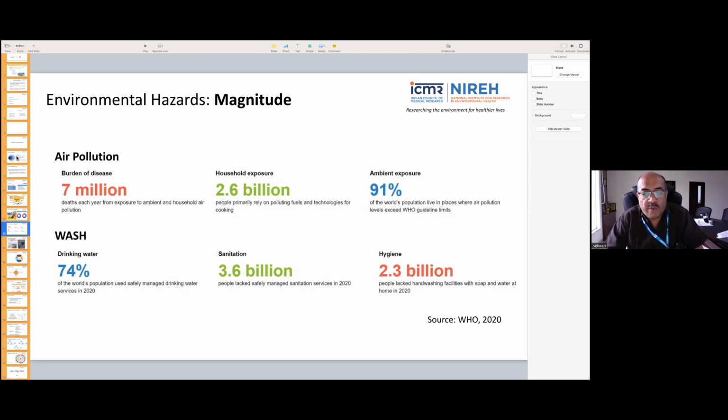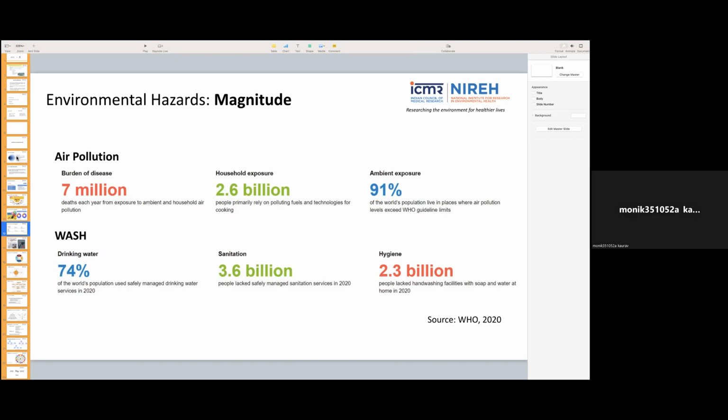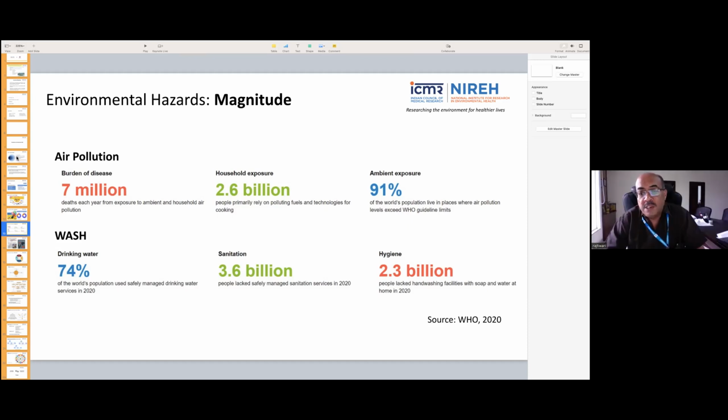Same is the scenario for water and sanitation. 26% of the world population do not have access to safe drinking water. Half of the population lack basic sanitation services, and then 2.3 billion people across the globe lack hand washing facilities. And you might recollect in the last 2 years since the pandemic started, what is the importance of hand washing in preventing disease.